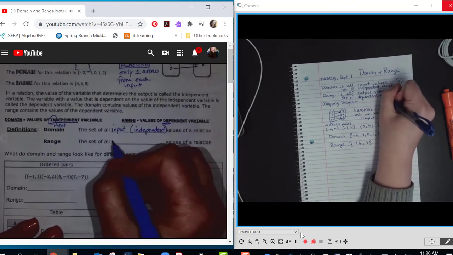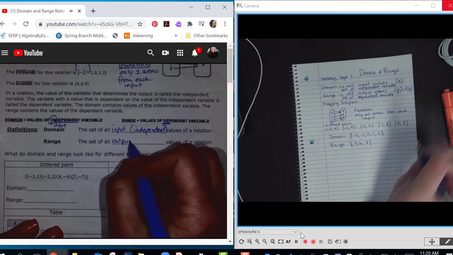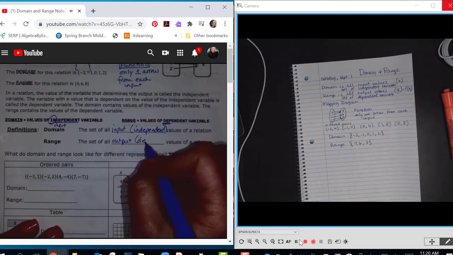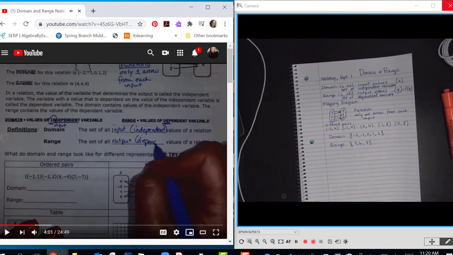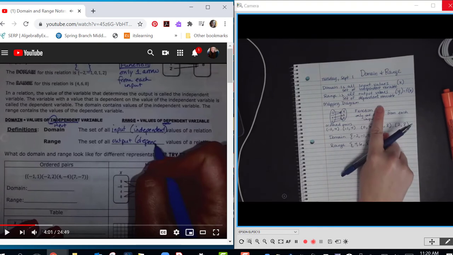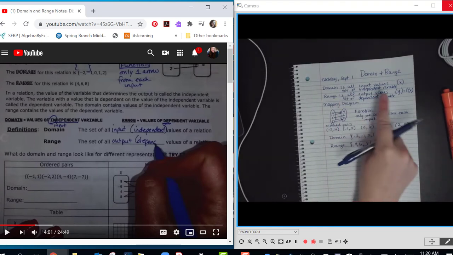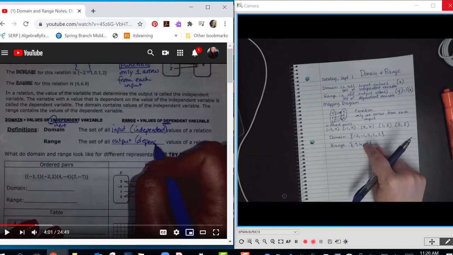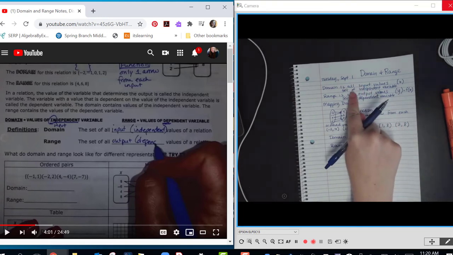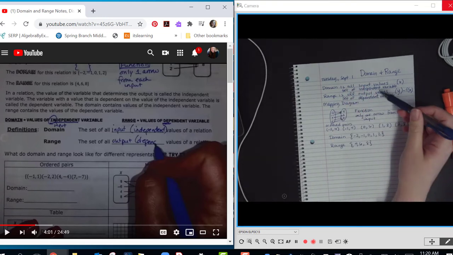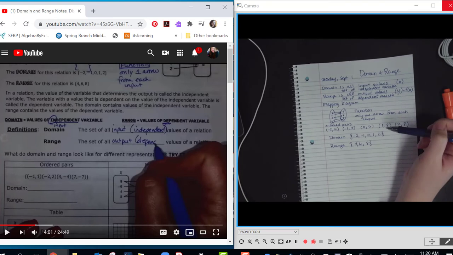The range is the set of all output or dependent. So note that when she started talking about what domain is and range is, and I'd already written that up here, I went ahead and said, oh, let me just add this to my definitions. So leaving yourself some space for further notation is helpful.